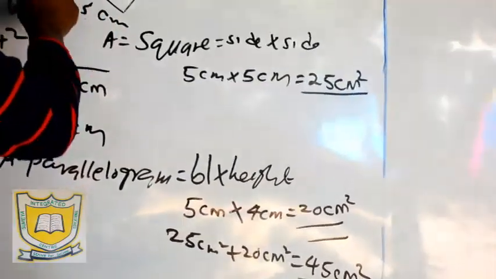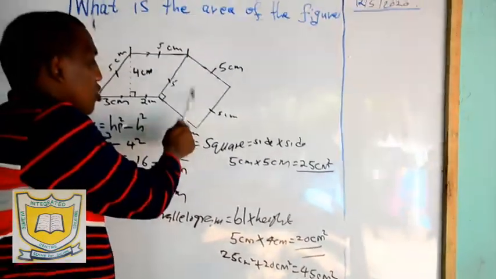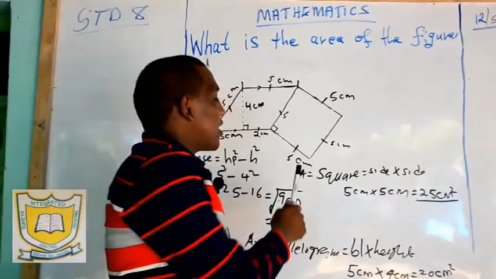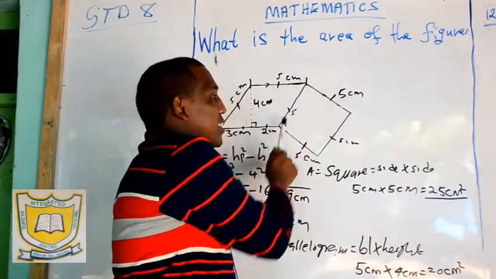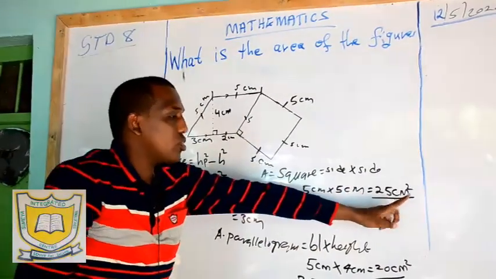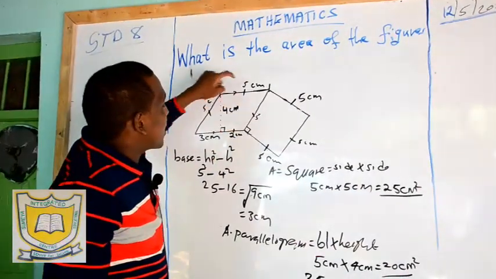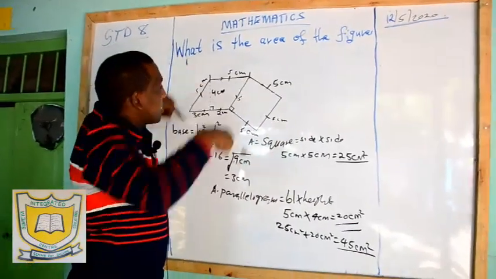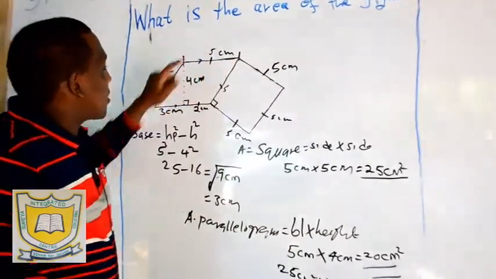I said there are two figures here. One is the square. The square, we said side times side. All sides are the same. 5 times 5, 25. So all sides are equal. When you see those lines cutting, it means 5, 5, 5, all sides are 5.